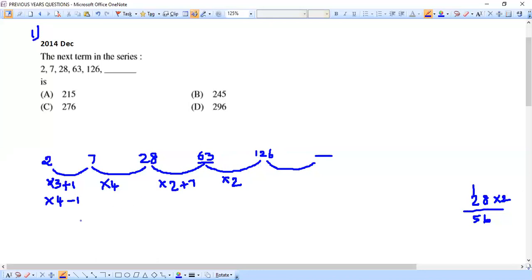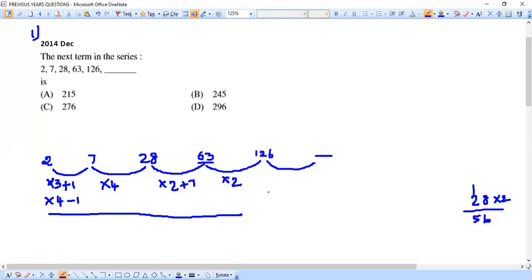Now let us see whether we have formed any pattern with this multiplication numbers. For the first one, I'm getting into 3 plus 1 or into 4 minus 1. Second one, I'm getting into 4. Third one, I'm getting into 2 plus 7. And fourth one, I'm getting into 2 simply. So if you see here also, my numbers are present in a very random way. This is again confusing much, right? So this is again making our calculation much complicated.